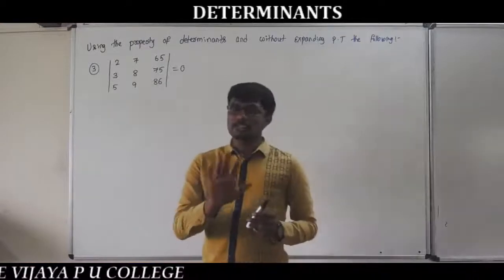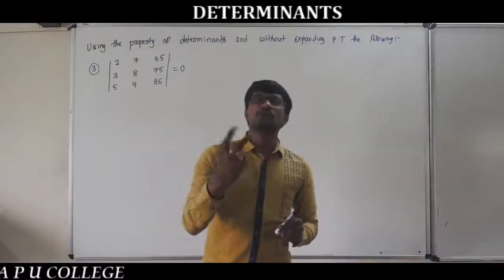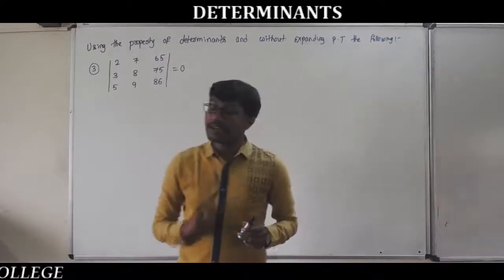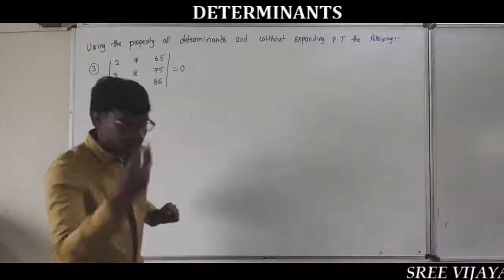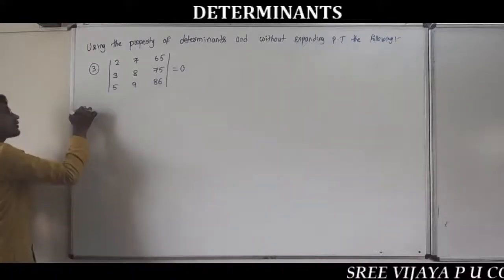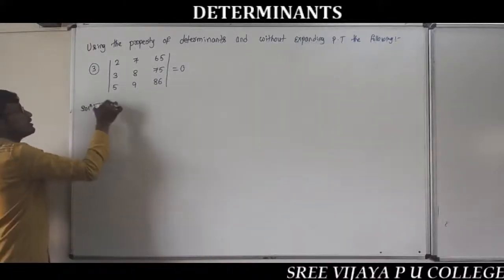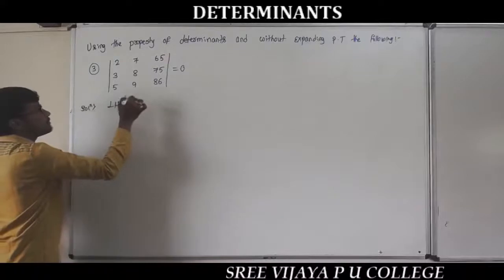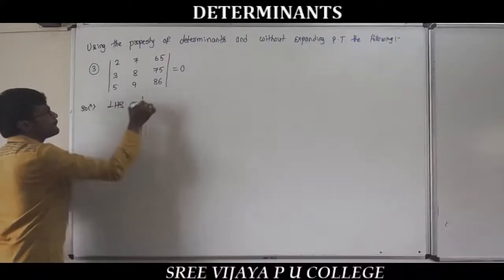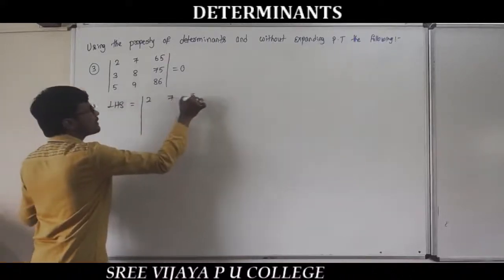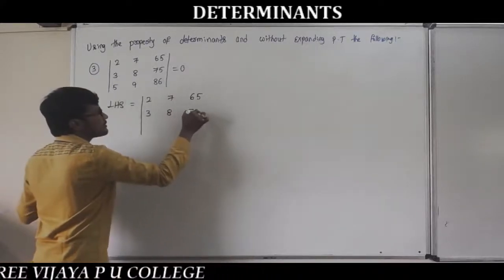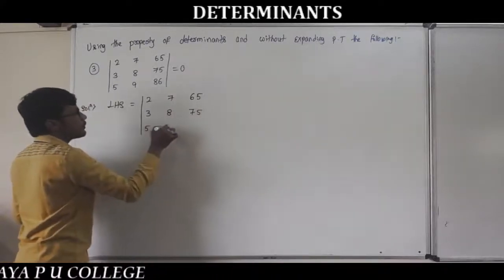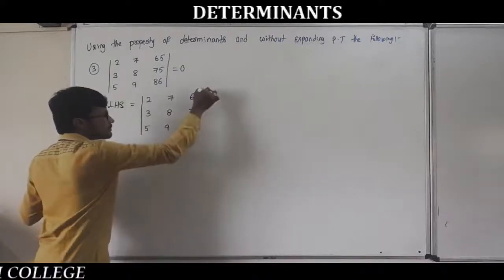It is not an elementary operation, it is property number 3: two rows or two columns are identical. Identical means corresponding elements are the same, right? So to make it the same, first write the LHS. Afterwards you can see what operation or property you can apply. 2, 7, 65, 3, 8, 75, 5, 9, 86.